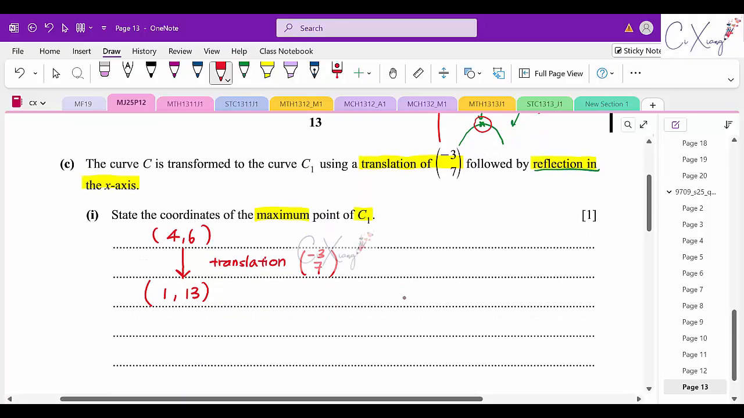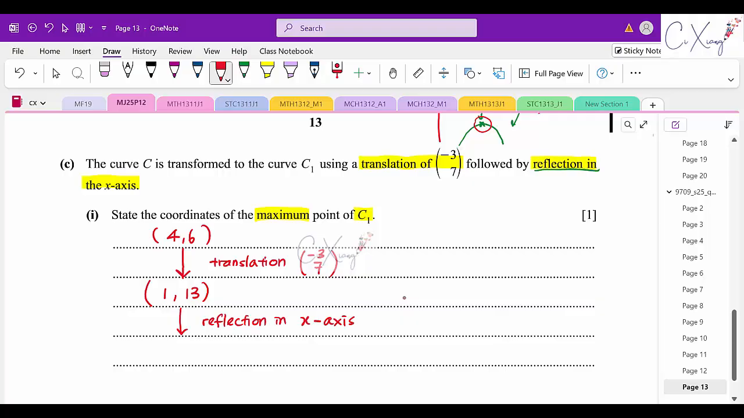After that, they go through the reflection in the x-axis. For the reflection in the x-axis, you affect your y value. That means you multiply negative to your y value, so the x coordinate will not be affected. So 1 remains as 1 for the x coordinate. 13 is the y coordinate. When you have reflection, you have to multiply -1 to the y coordinate. Therefore, you'll have -13 here. So this is basically the maximum point of the curve C1.